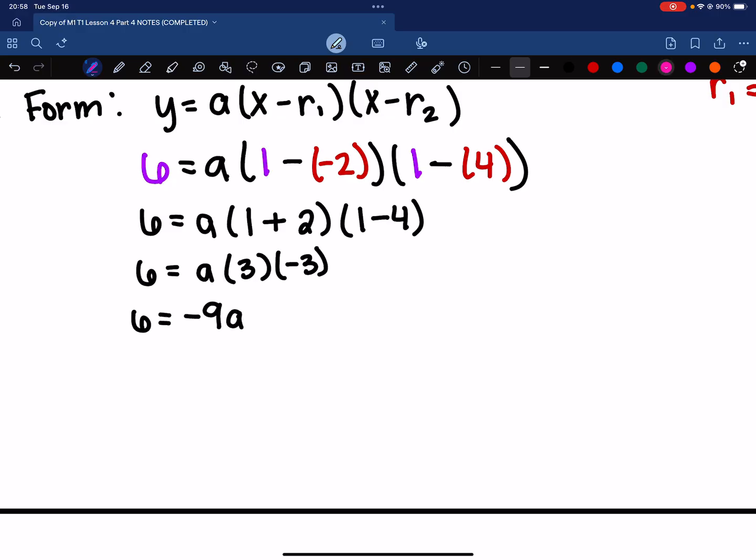From here, all we want to do is solve for a. Since it's being multiplied, we are going to divide by negative 9. And this is where we simplify the fraction. 6 and negative 9 are both divisible by 3, so when I divide them both by 3, I get negative 2/3. And now we have solved for our a value.